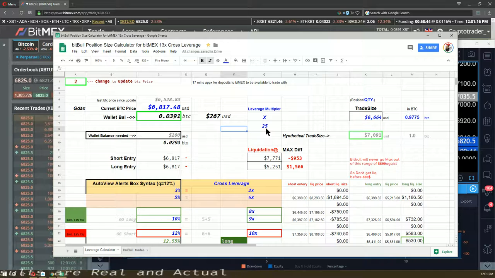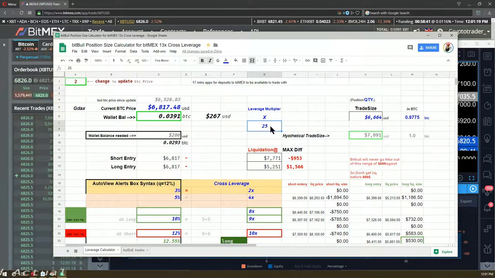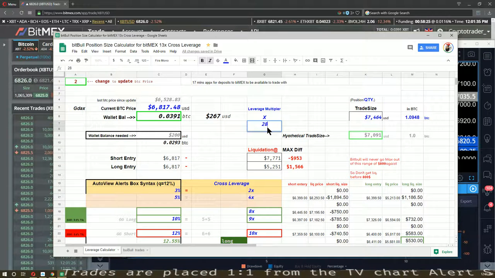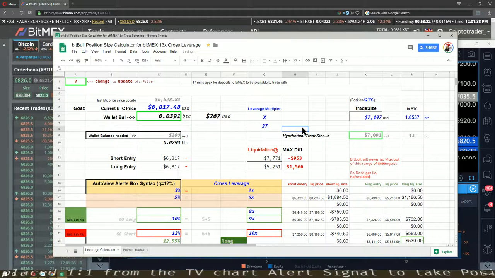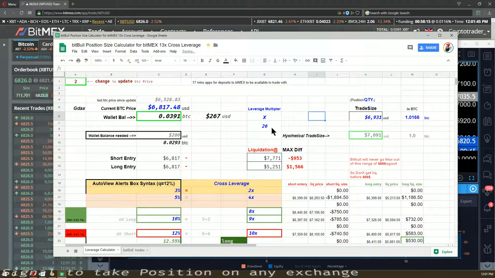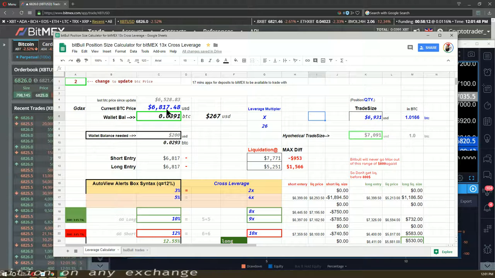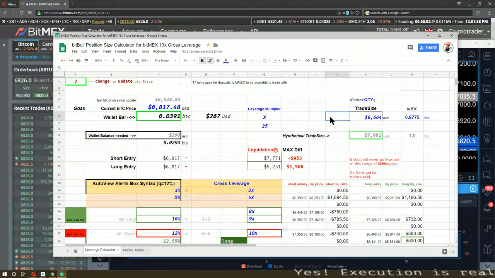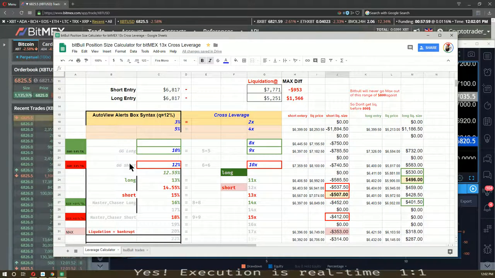All right, so we want the leverage to be 30. All right, fuck it. 1.1. That's still too much. Let's just say 28. Hopefully we can get it right now. Starting off with this. Let's keep it at 25. Right? 5 times leverage. How do you get that? By calculating this right here.